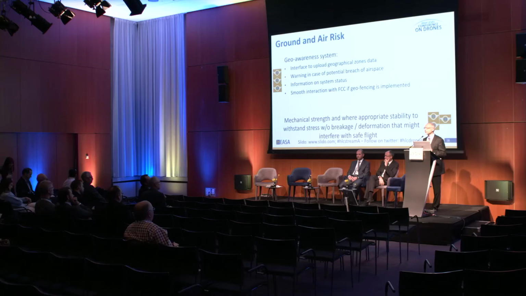Then we have the geo-awareness system for C1, C2, and C3. If you go through the requirement, this is a synthesis, you will find that it needs to have an interface to upload geographical zone data, so the information about which geographical zones are, in the simplest of cases, forbidden to drones, and therefore the operator will need to know that he or she is approaching a forbidden zone. The warning, in fact, to advise the operator in case of potential breach of airspace. The information on the system status and correct operation.